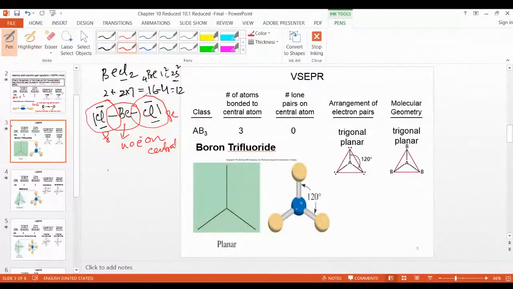So this is a simple geometry, or the arrangement of electrons, simply linear, 180-degree angle. So on the basis of the Lewis structure, you decide the geometry of the molecule.